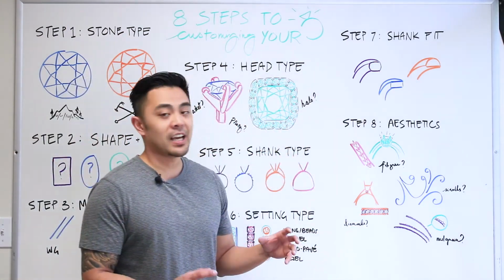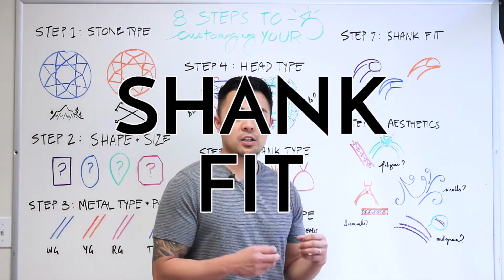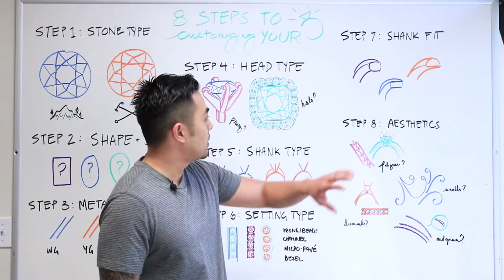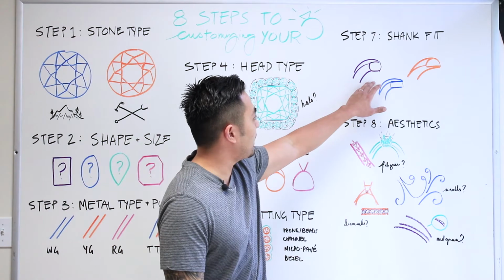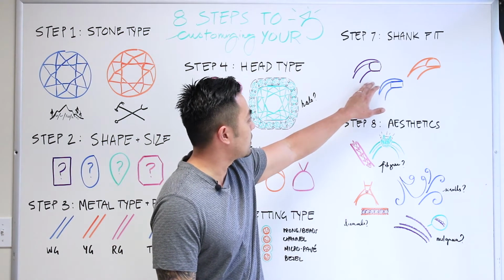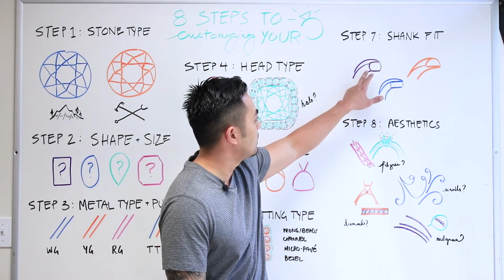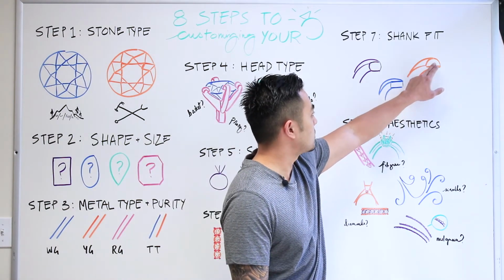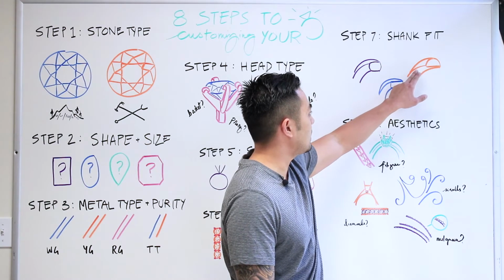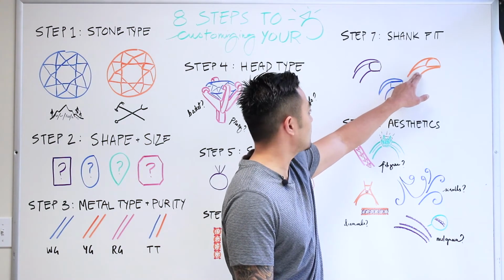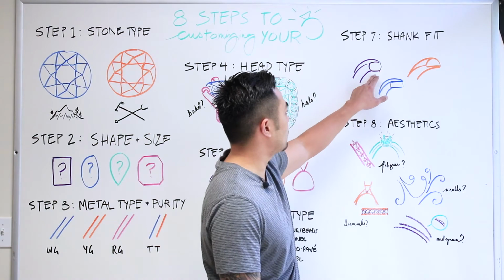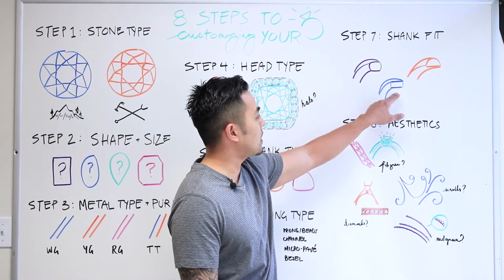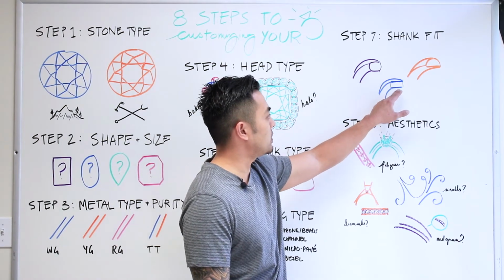Step number 7 is the Shank Fit. All right, you might have heard of comfort fit, flat edge, those type of things. So the way a band or a shank is designed is based on the profile. Okay, it starts off with the profile. This is the most common profile here, which is rounded on top, kind of flat on the inside of the shank. And then you have the comfort fit where it's kind of rounded all the way around. All right. And then you also have the flat edge where it's very squarish.